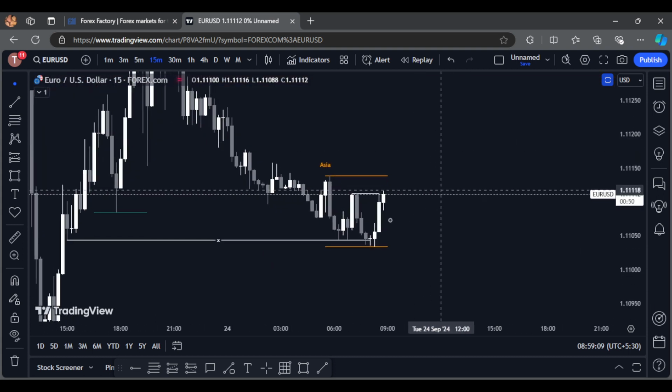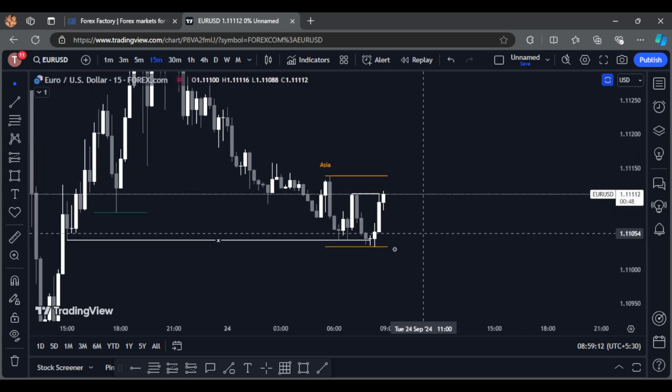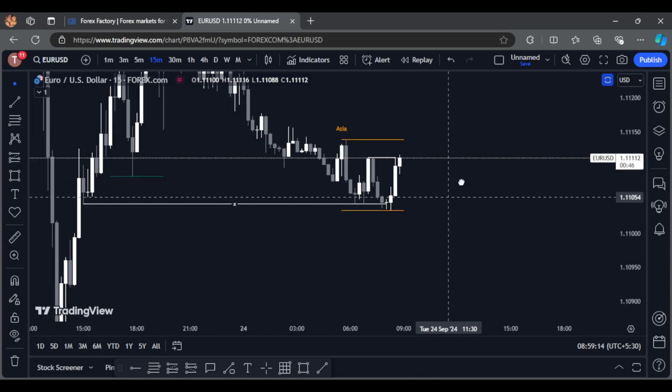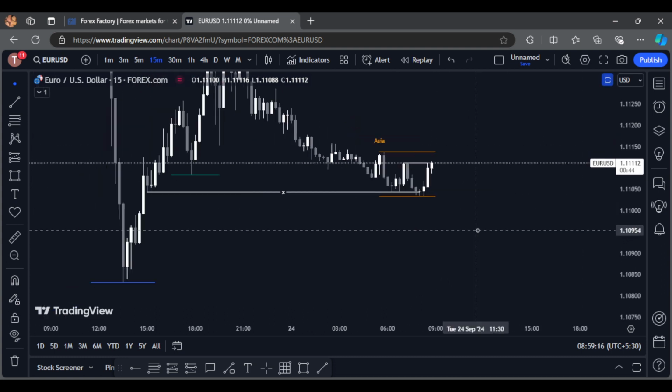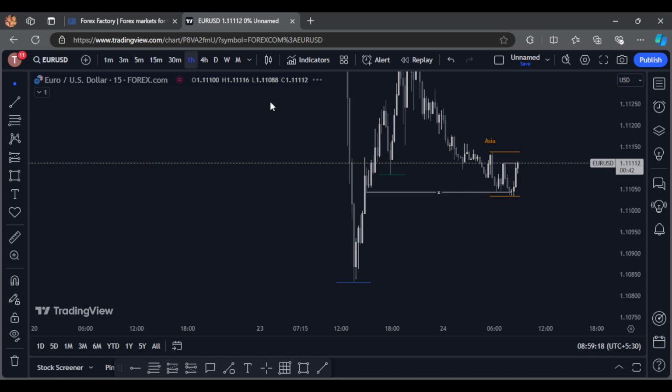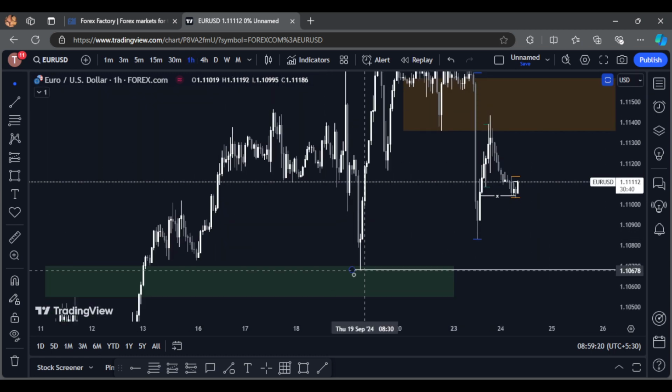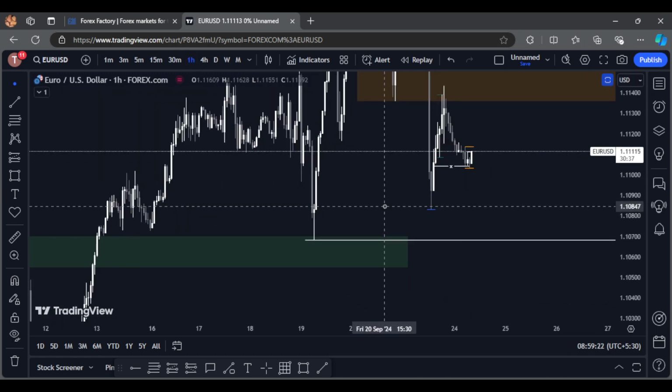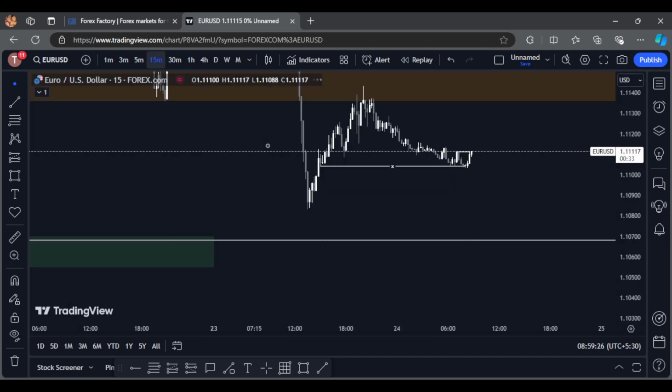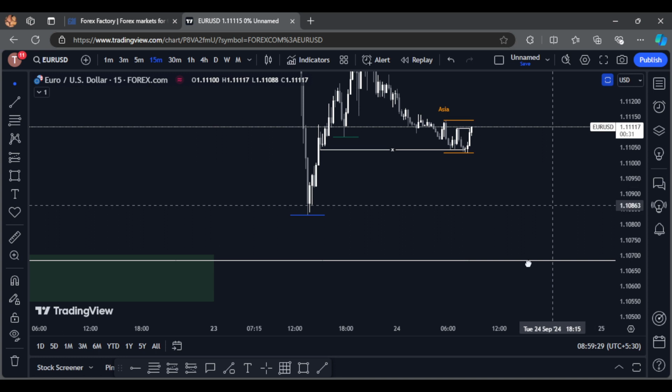And if we don't get a close above this structure and fail to hold the Asia low, most likely we are going to continue our journey into the downward direction, disrespecting all of these lows and moving into the further lower direction. So let's move back to the 15 minutes to define the bias.